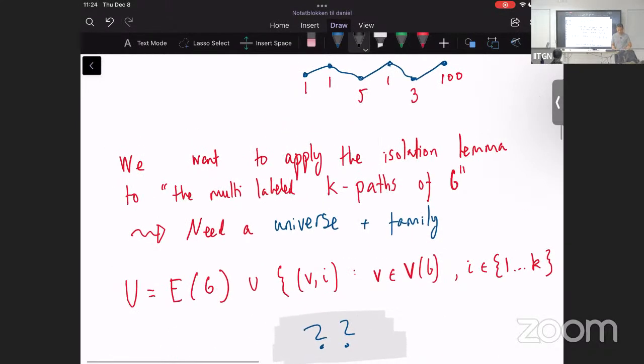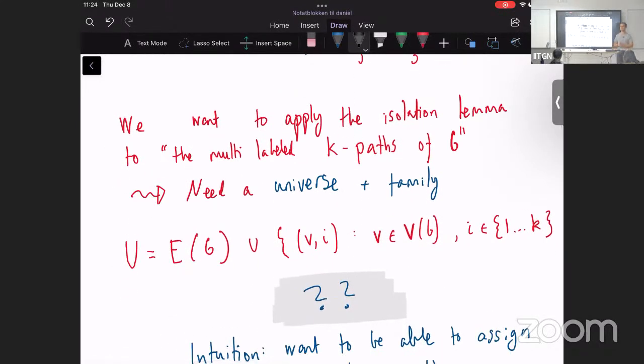Okay. So now that these definitions have settled, what we want to do is apply the isolation lemma somehow on the multi-labeled k-paths of G. But in order to do that, we need to translate multi-labeled k-paths into a universe and a family, right? If you've ever downloaded a library off the internet and tried to use it, your stuff is not in the right format. You need to put it in the right format to apply the library function. This is what's going on. It's just that it's math, not a library off the internet.